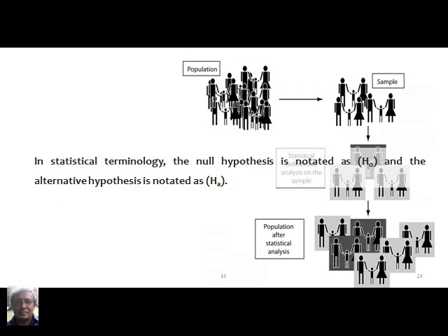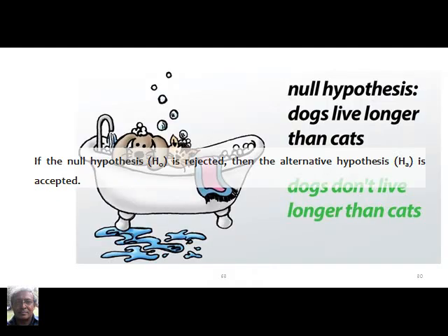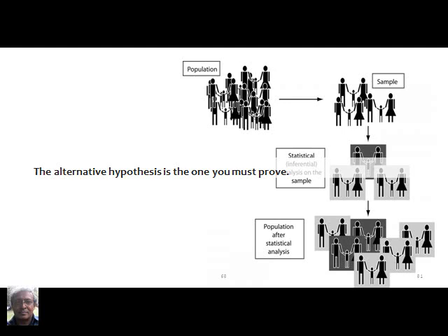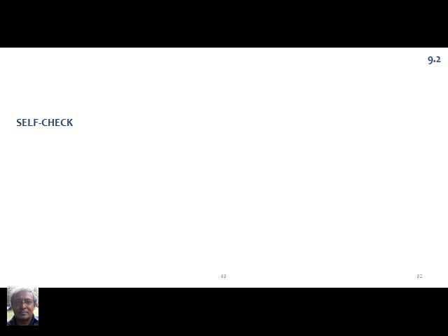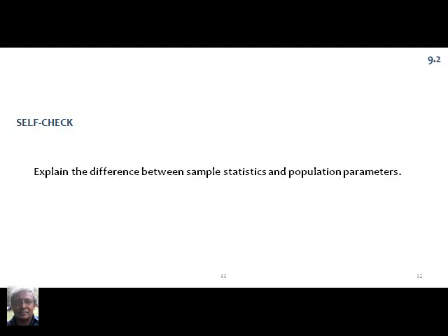In statistical terminology, the null hypothesis is notated as HO, and the alternative hypothesis is notated as HA. If the null hypothesis, HO, is rejected, then the alternative hypothesis, HA, is accepted. The alternative hypothesis is the one you must prove. Self-check 9.2: explain the difference between sample statistics and population parameters.